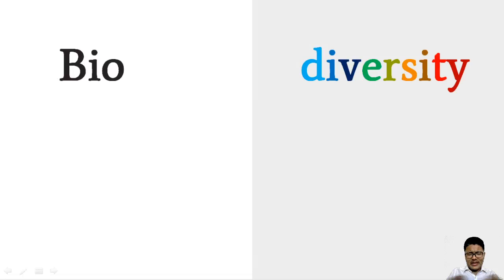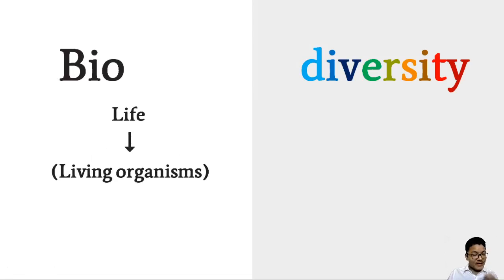Let me split the term biodiversity into two words, bio and diversity. All of us know that bio refers to life. And life here indirectly refers to a living organism. Why? Living organisms like us possess a unique characteristic, that is life. Because of life, we are alive. So bio indirectly refers to living organisms.